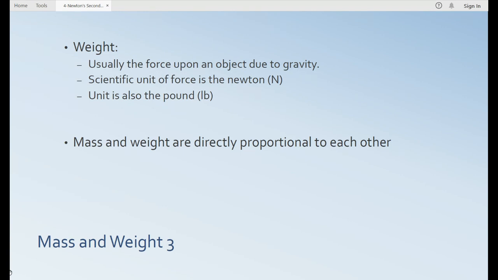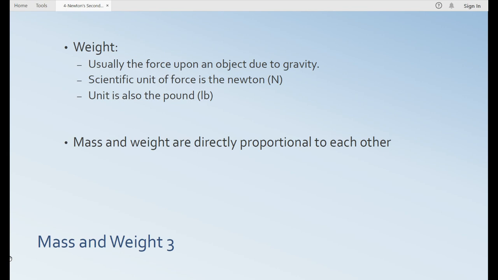Now, weight is something slightly different. Weight is the force upon an object due to gravity. So the object has matter and gravity pulls on that matter, and that's what creates what we call weight. The scientific unit of force that's acting on objects due to gravity is the Newton, and you saw we used the Newton when we did some problems with force last week. We can also use the pound to measure weight. So if you get on a scale, it's probably going to tell you you weigh 100 pounds or 150 pounds or 180 pounds or whatever.